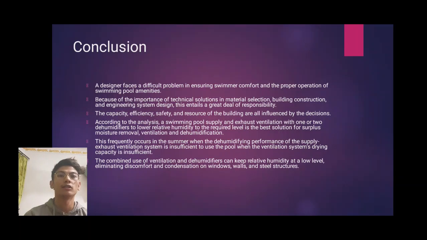According to the analysis, a swimming pool supply and exhaust ventilation with one or two dehumidifiers to lower relative humidity to the required level is the best solution for surplus moisture removal, ventilation and dehumidification. This frequently occurs in the summer when the dehumidifying performance of the supply exhaust ventilation system is sufficient to use the pool, but not when the ventilation system drying capacity is insufficient. The combined use of ventilation and dehumidifier can keep relative humidity at a low level, and eliminate discomfort and condensation on windows, walls and steel structure.